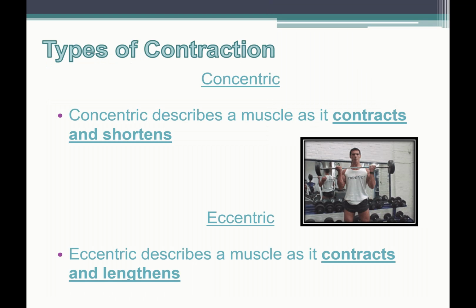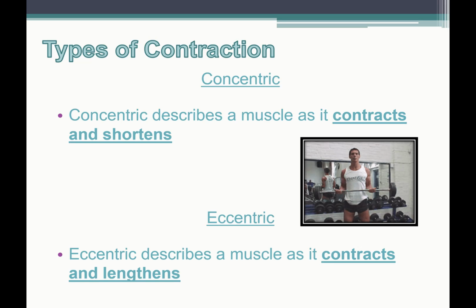So again, if we use the bicep curl as our example, you can see from the picture here that during the upward phase of the bicep curl, it's the bicep brachii which is shortening, and this is referred to as concentric contraction. So whenever a muscle is working and whenever the muscle is shortening, you refer to it as concentric contraction. The opposite to concentric contraction is eccentric contraction.